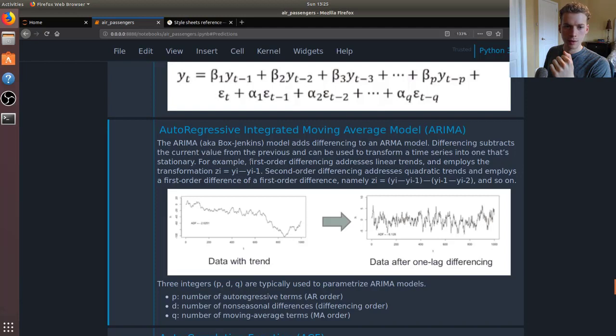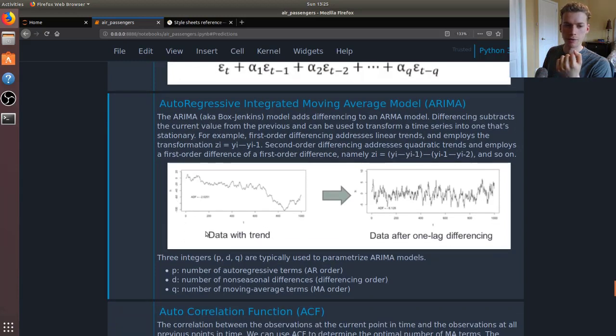And so I have an example right here. First order differencing will be equal to y_i, which is, let's say, the current day, subtract y_(i-1), the day that preceded it. And then if we had a second order differencing, then the current day would be subtracted by the preceding day, and then the preceding day would be subtracted by the day before that, and so on. And to give you an idea of why this is useful, if we have our data with a trend right here, after one lag, which is a differencing of order 1, it removes the trend component.